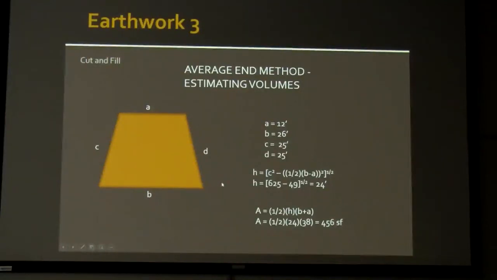So we'll have the Pythagorean theorem to calculate h: h is equal to the square root of, in this particular case, c squared minus 1/2 of b minus a, squared. So it'd be the square root of c squared minus this distance here squared, and that would give us the height. h would be equal to 625, which would be 25 squared, minus 49, which is the difference between a and b, 13 squared.